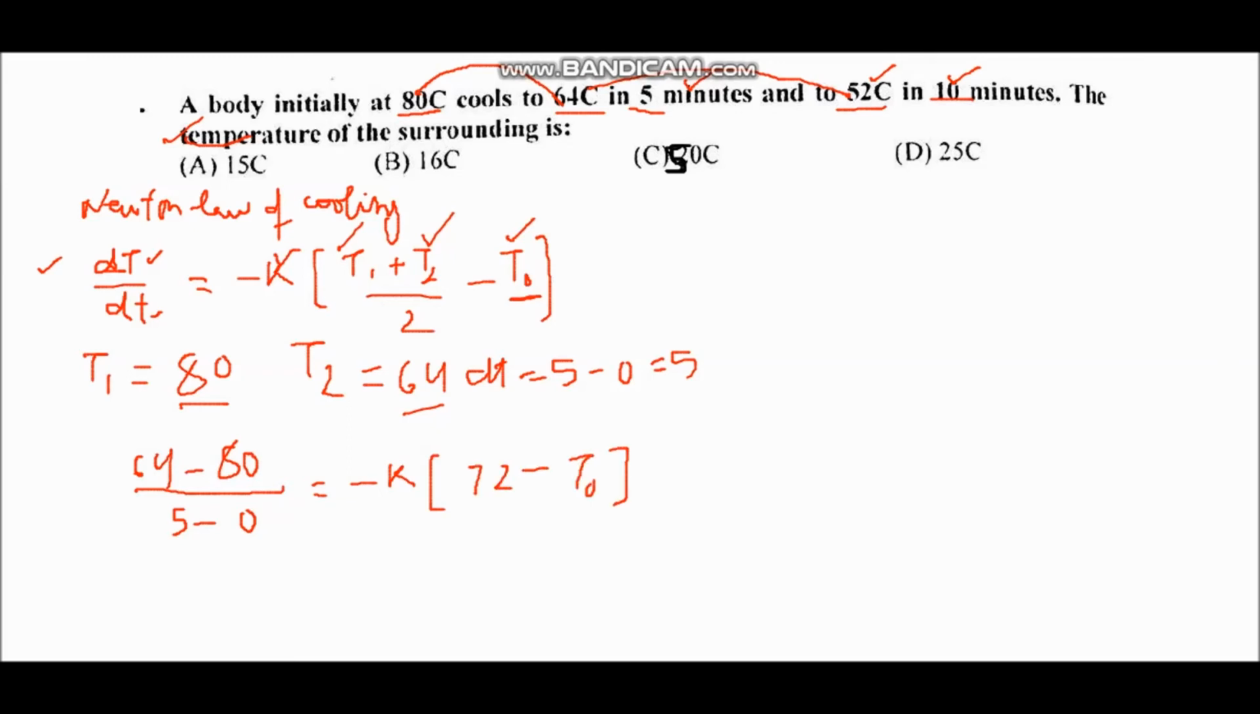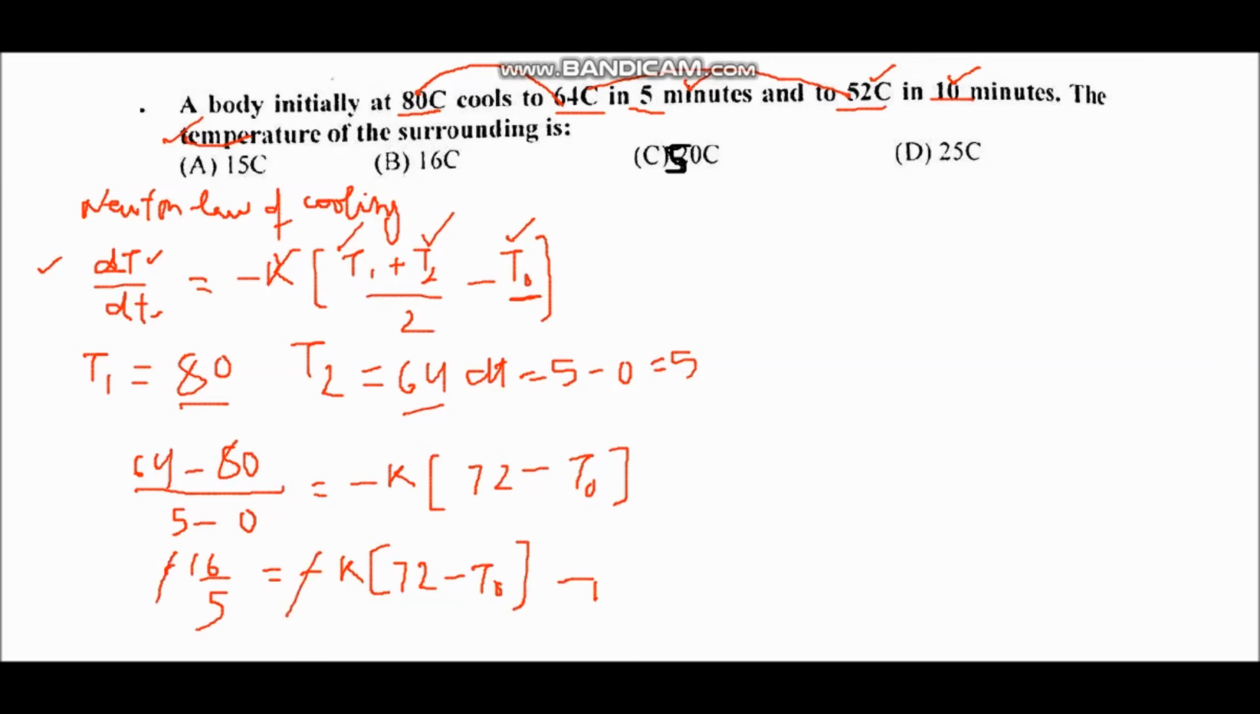When we solve this equation, we get minus 16 over 5 is equal to minus K times (72 minus T0). Minus gets cancelled on both sides. So this is equation 1.